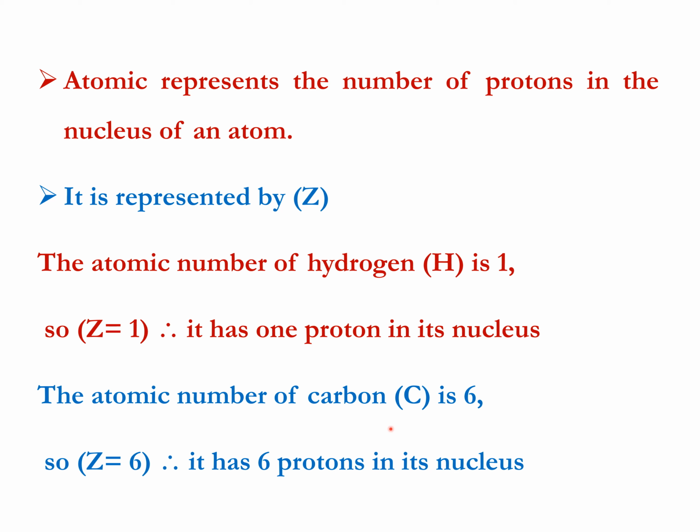Let's look at another example. Carbon has atomic number of 6. So what it means is that Z for carbon is equal to 6. So carbon has 6 protons in its nucleus. So always the atomic number is equal to the number of protons.